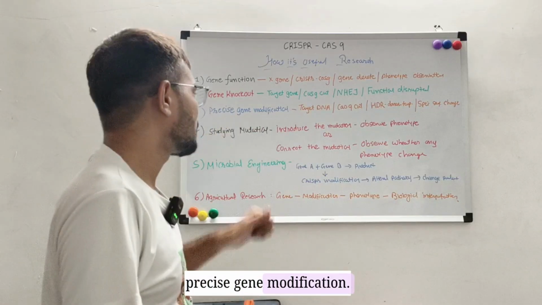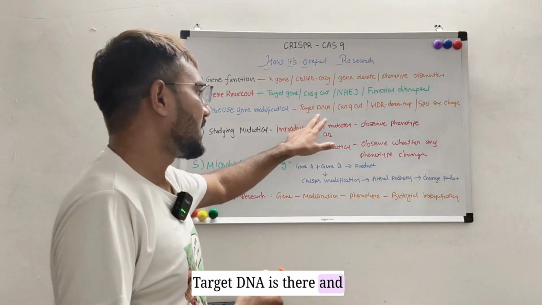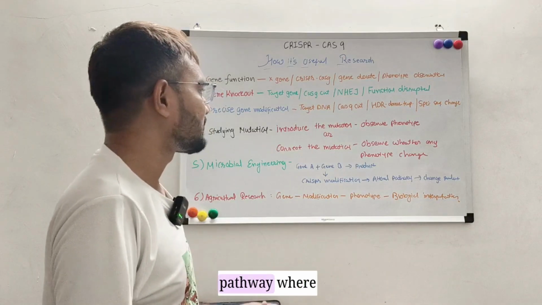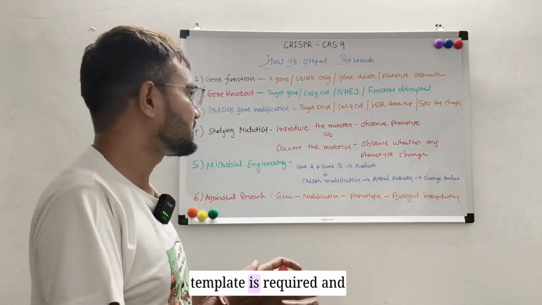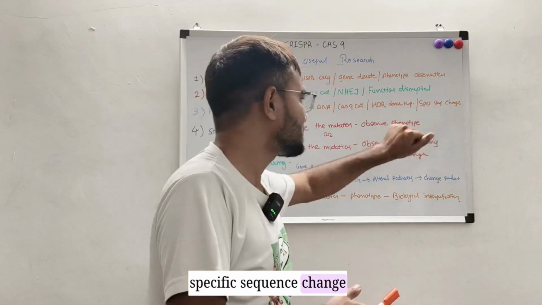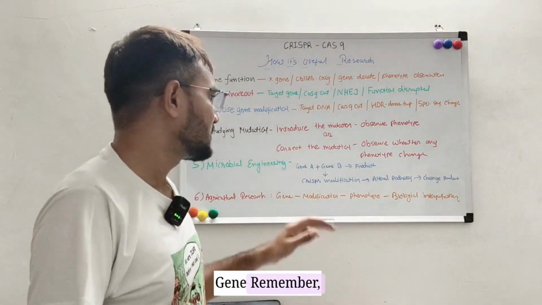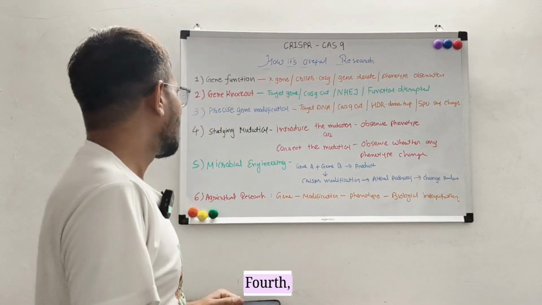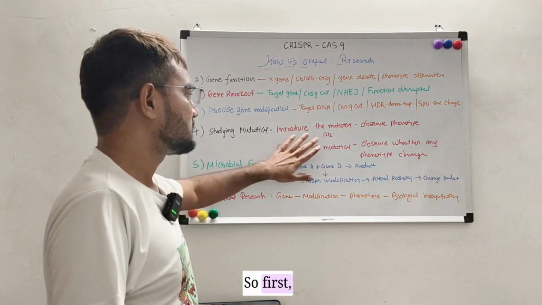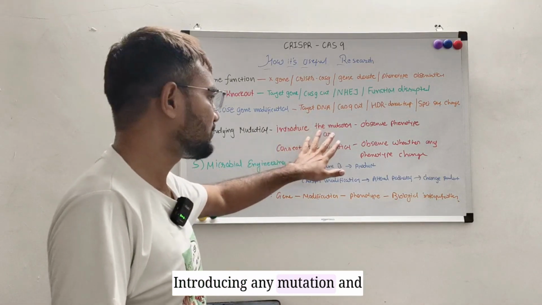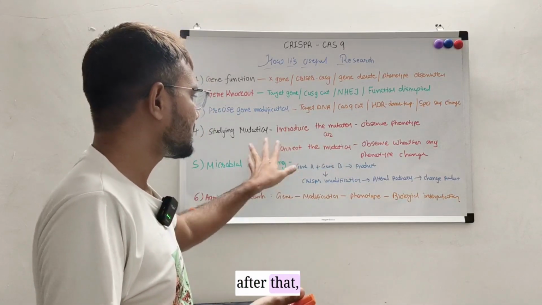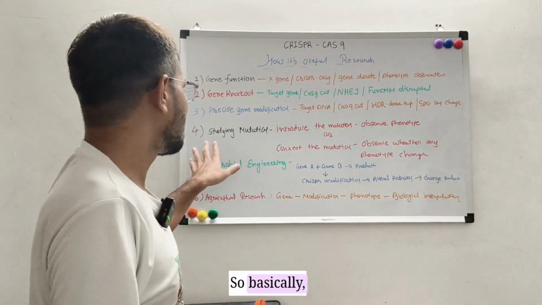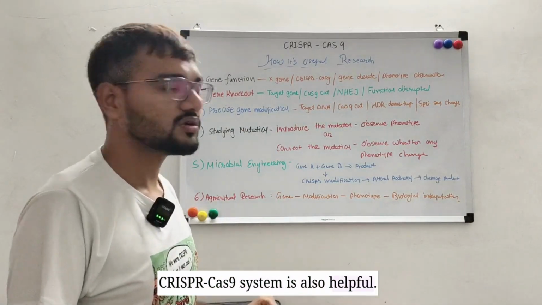Then third, precise gene modification. The target DNA is there and via Cas9 we cut it down, and the homology directed repair pathway, where a donor template is required, makes a specific sequence change in precise gene modification. Remember, in precise gene modification, the HDR pathway is applicable. Fourth, studying mutation. First we introduce a mutation and observe the phenotype, and after that we correct the mutation and observe whether any changes happen in the phenotype or not. So basically in studying mutation, the CRISPR-Cas9 system is also helpful.